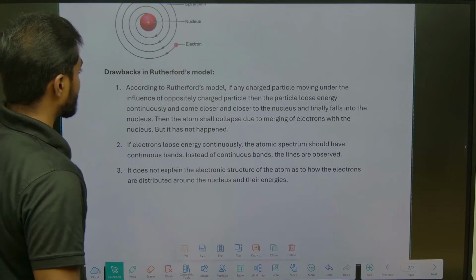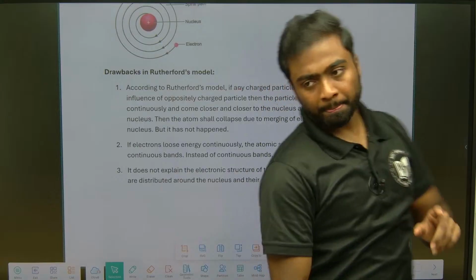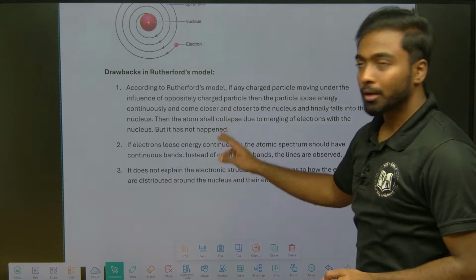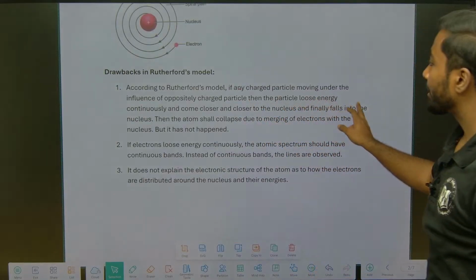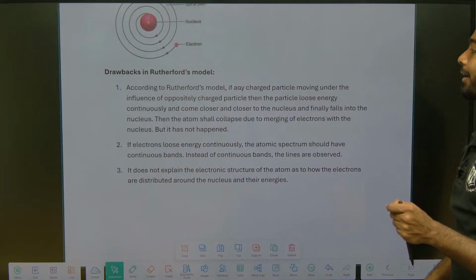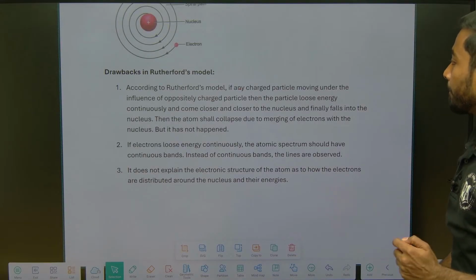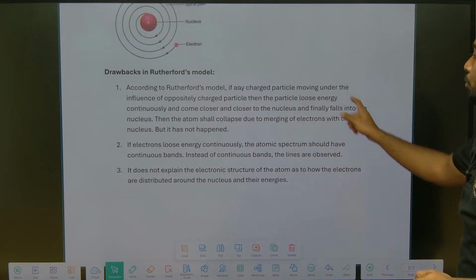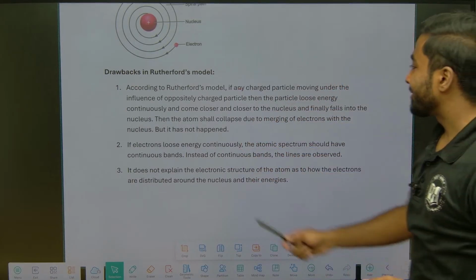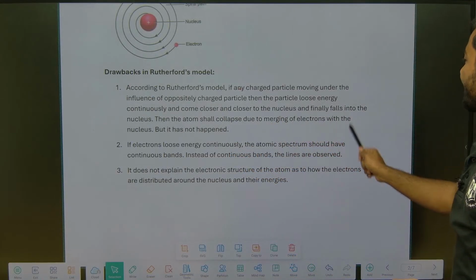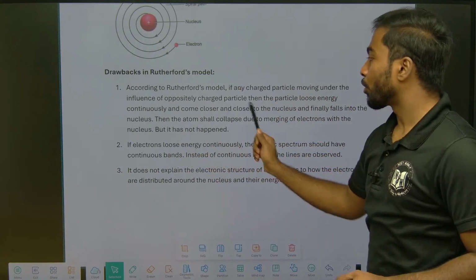the first drawback, I'll read it out first and let me explain it. According to Rutherford's model, if any charged particle moves under the influence of an oppositely charged particle, then the particle loses energy continuously and comes closer and closer to the nucleus and finally falls into the nucleus. Then the atom shell collapses due to merging of the electron with the nucleus, but it has not happened.